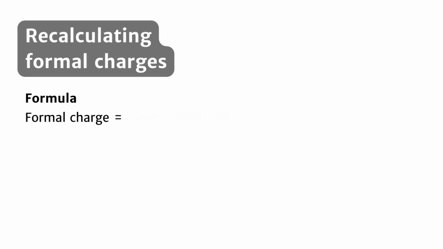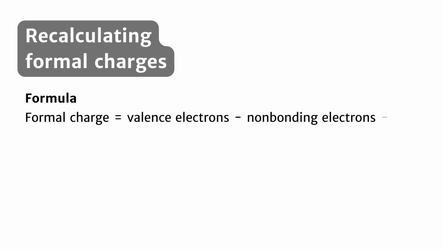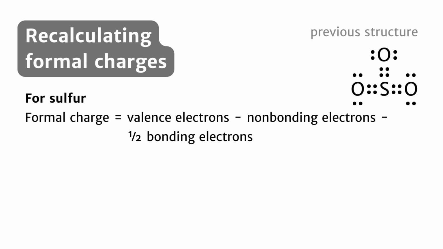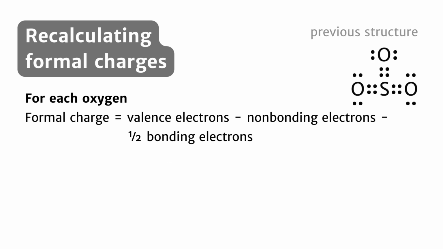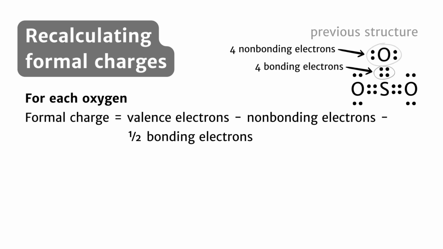Formal charge equals valence electrons minus non-bonding electrons minus half times bonding electrons. For sulfur atom, valence electrons are 6, non-bonding electrons are 0, and bonding electrons are 12. So the formal charge will be equal to 6 minus 0 minus half times 12, which equals to 0. For each oxygen atom, valence electrons are 6, non-bonding electrons are 4, and bonding electrons are also 4. So the formal charge will be equal to 6 minus 4 minus half times 4, which equals to again 0.